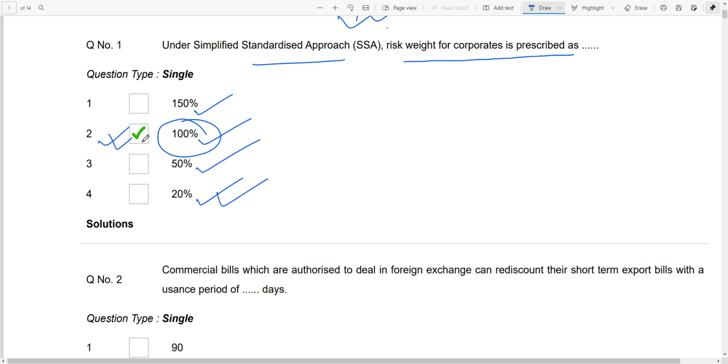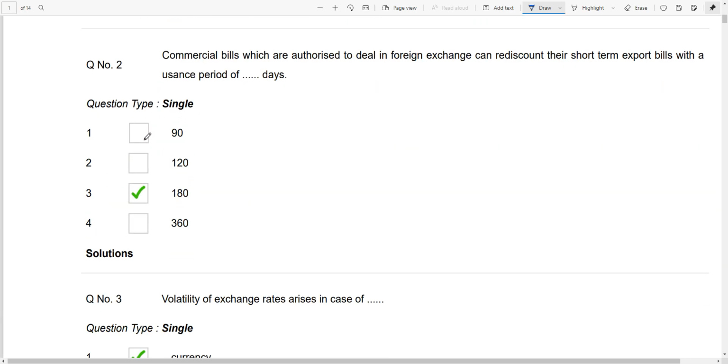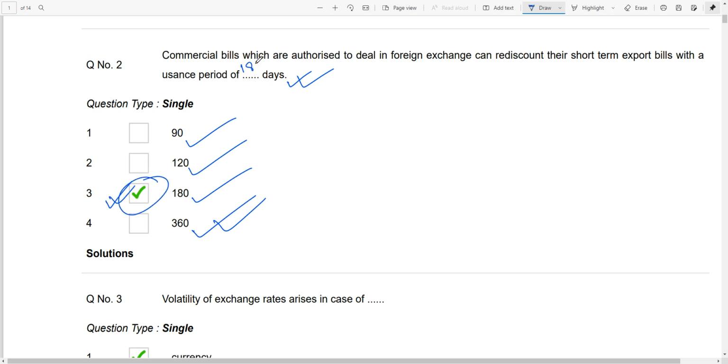Now, question number 2. Commercial banks which are authorized to deal in foreign exchange can rediscount their short-term export bills with a usance period of dash days. Options are 90 days, 120 days, 180 days, 360 days. So the correct answer is 180 days, usance period of 180 days.